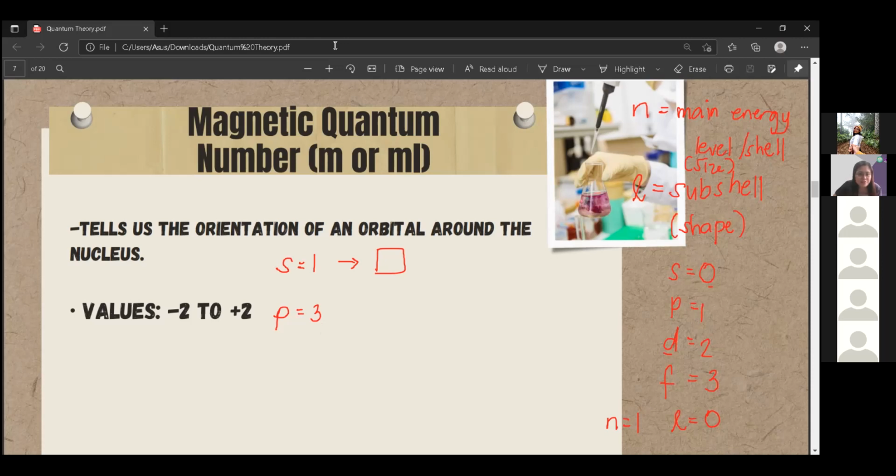Can I turn off my cam? Ready ko magputol-putol.